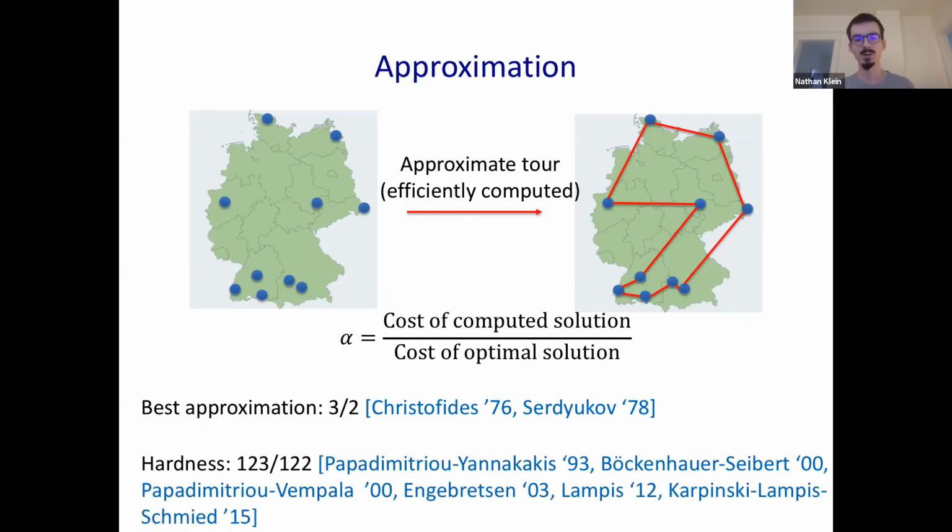And after a long line of work, we know it's NP hard to approximate better than 123 over 122. So we sort of have a long way to go in terms of understanding the approximability of this problem. These numbers are fairly far apart.